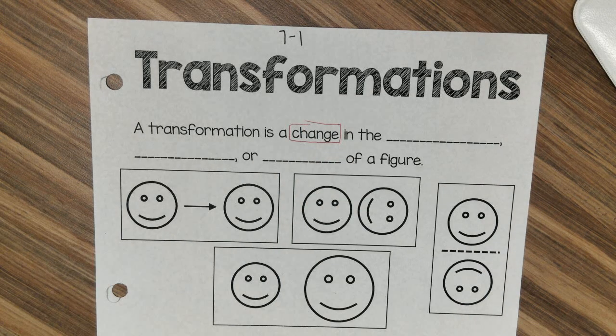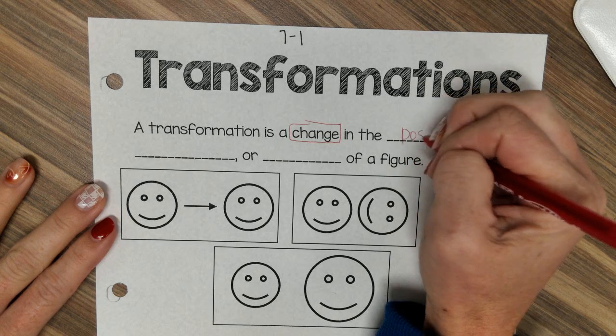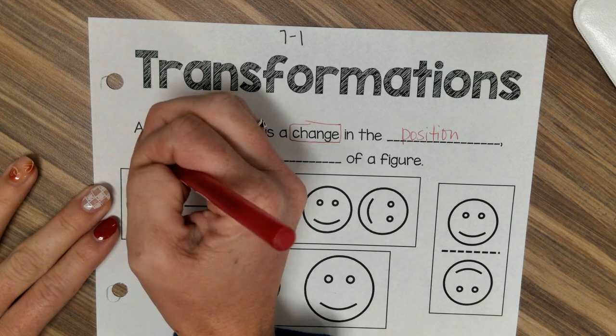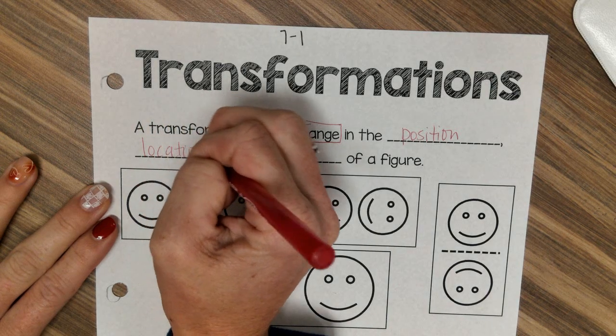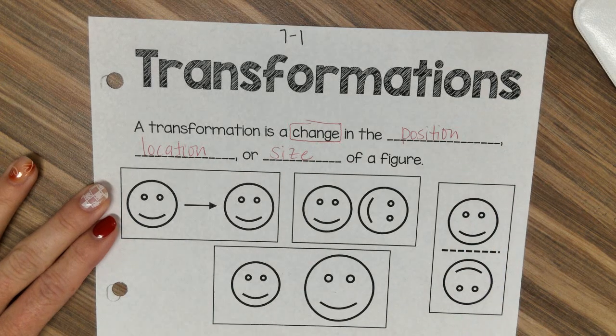It is a change. Now, in geometry, a transformation is a change in the position, write this down, location, or size of a figure.